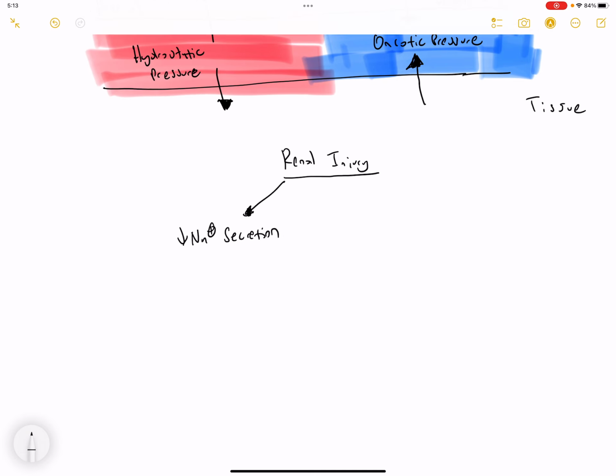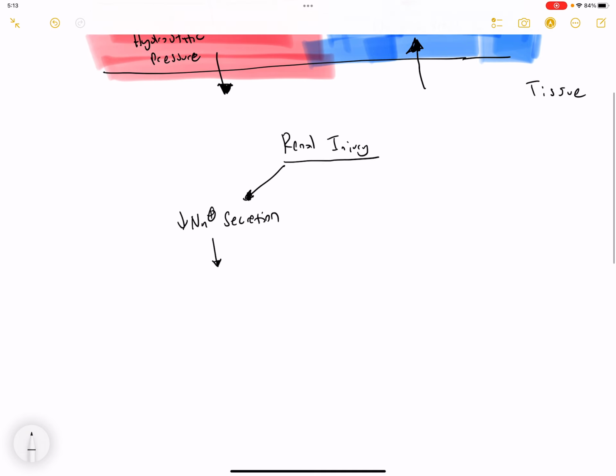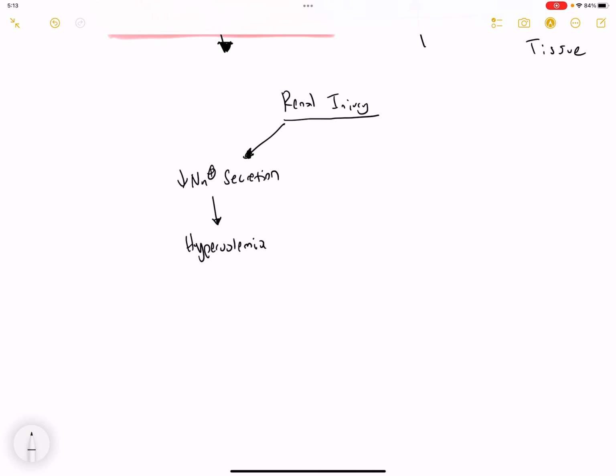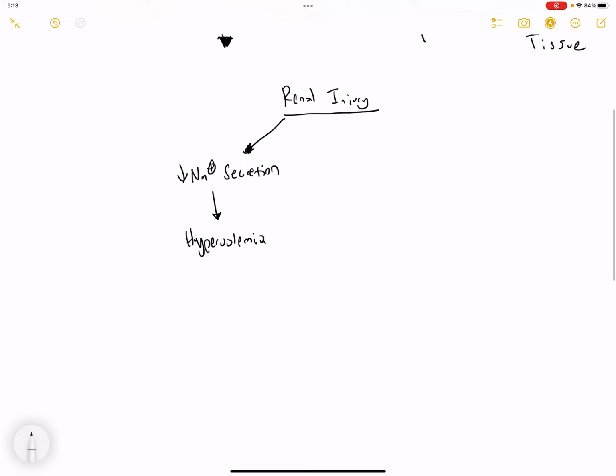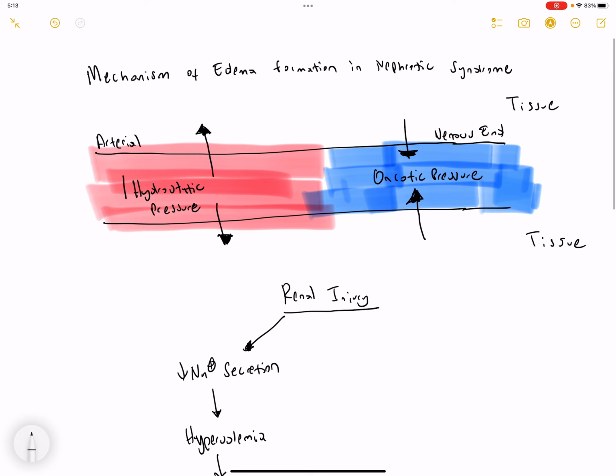And this decrease in sodium excretion is going to lead to hypervolemia. Remember, water follows sodium, so if we have a buildup of sodium, then water is going to stay. And this hypervolemia is going to increase the hydrostatic pressure. And this increase in hydrostatic pressure is what leads to edema. So here, if we have a lot of increase in this hydrostatic pressure, it can drive fluid into our tissues, causing edema.